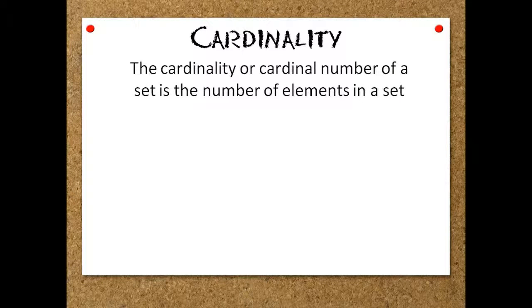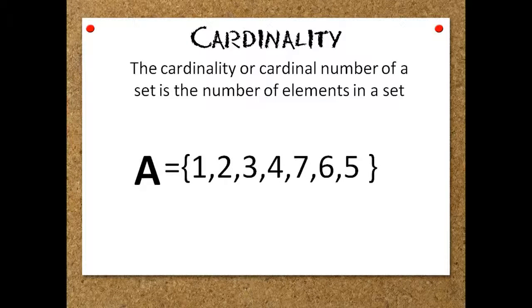After the empty set, what we're going to talk about is cardinality. When we say cardinality or cardinal number of a set, it is the number of elements inside a set. For you to understand it better, I'm going to give an example. We have here a set A, which has elements 1, 2, 3, 4, 7, 6, and 5. We count the number of elements inside set A: 1, 2, 3, 4, 5, 6, 7. Therefore, the cardinality of set A is equal to 7.